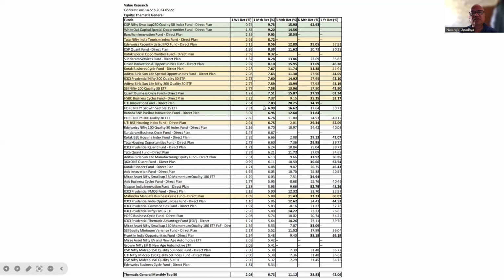UTI Innovation Fund, 7.03 for the month, 34.19 for 6 months. Baroda BNP Paribas Innovation Fund, 6.96 for the month, 31.84 for 6 months.